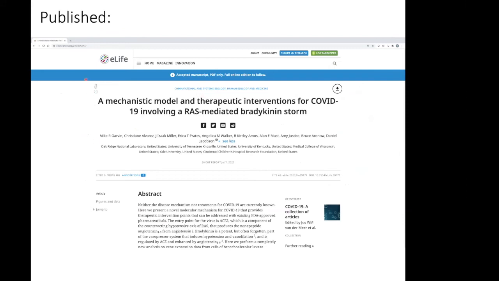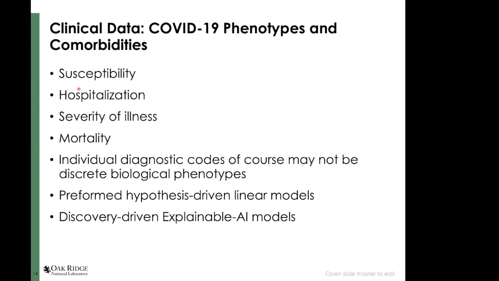Some of this work was published in a paper in eLife earlier this summer. And we're also doing a lot of mining of clinical data. We're fortunate at Oak Ridge to have the full electronic health records for 23 million people going back 20 years, and we have nightly updates of all those records. We are, of course, now tracking all the COVID-19 patients in that population and mining the clinical records with a variety of different phenotypic outcomes for COVID-19 to try to understand associations.